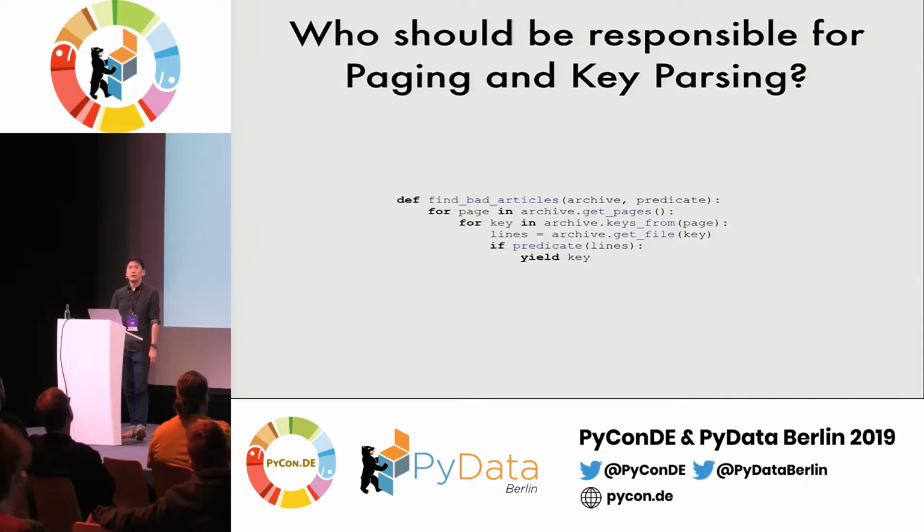So that's a little bit better, but if you look at this find bad articles function, it's still implicitly coupled to S3. The reason is that get pages is actually just a detail of interacting with S3. If I wanted to swap out this code with a tarball, it would be kind of a strange interface to code to, right? If I wanted to create a tarball archive.